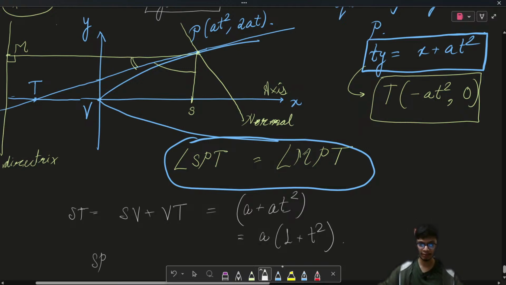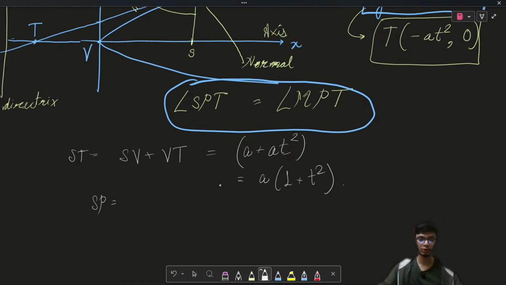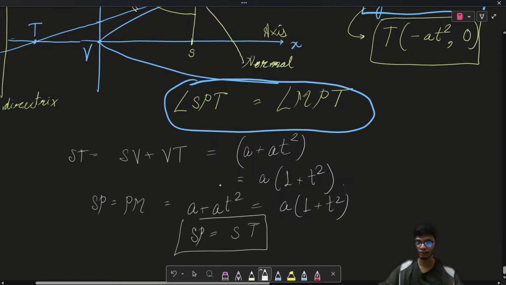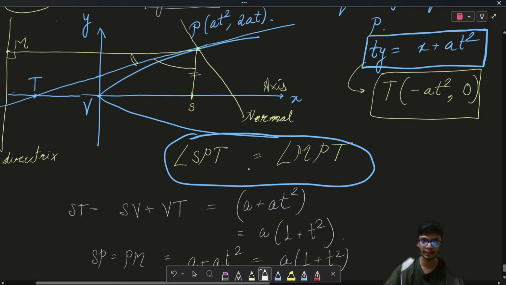In a similar manner, if I want to calculate SP, we already know that because the eccentricity of a parabola is equal to 1, SP is equal to PM, and that is equal to a plus at², which is equal to a times (1 plus t²). So from here I can see and prove that ST is equal to SP, right? So this particular distance and this particular distance are equal, right?